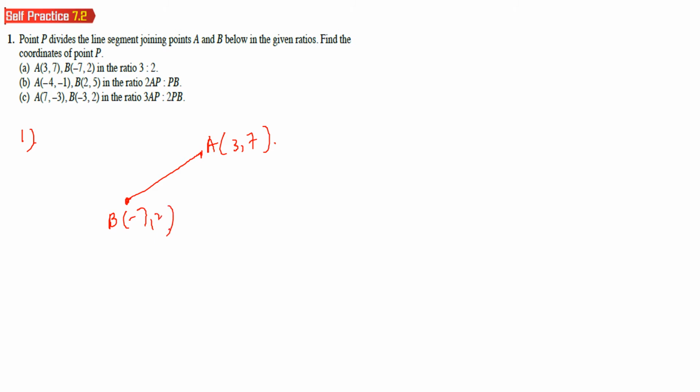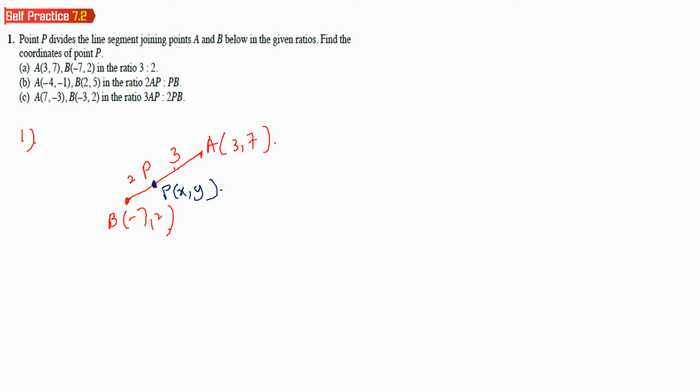In the ratio 3 is to 2, this 3 is referring to A, with respect to A, so AP will be further from A. So P will be here. That means AP is 3 and BP will be 2. So this is the ratio. So how to apply the formula? We are going to find what is P. This is the point P, so P will be X and Y.